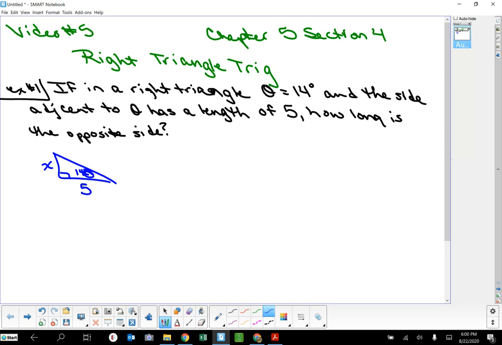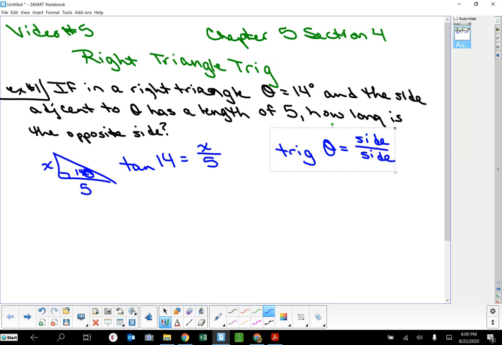So then you have to decide, based on the information you have, what trig function are you going to use? Well, I have the opposite and adjacent side, so I know I'm going to use tangent. And we always have tangent of the angle is equal to opposite over adjacent. So that's how you would set that up. Remember, you have the trig function, the angle, and then side over the side, always as a ratio, right? So no matter what trig function you use, you're setting those up that way.